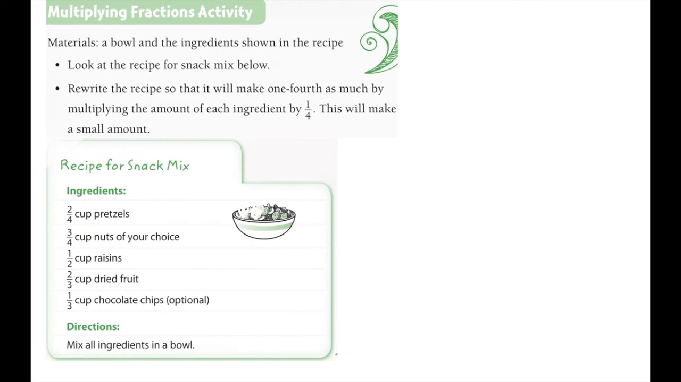Math is very important when we want to change a recipe. Below I have a recipe for snack mix. Our goal is to rewrite the recipe so that it will only make 1/4 as much. And we're going to do this by multiplying the amount of each ingredient by 1/4. This will make a smaller amount of the recipe in case you don't need as much as the original recipe calls for.